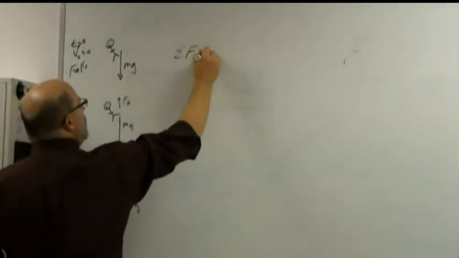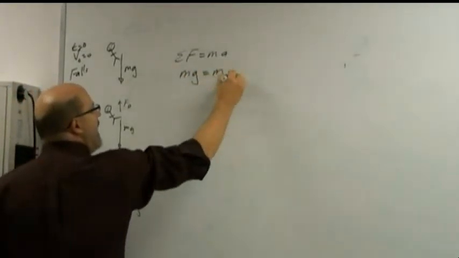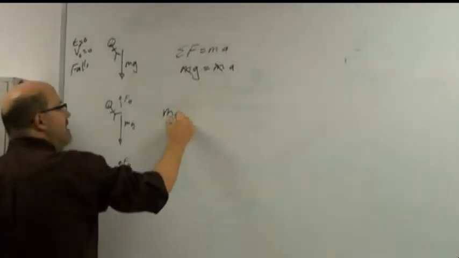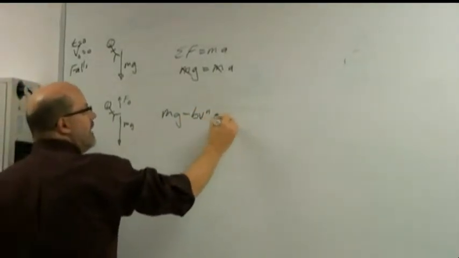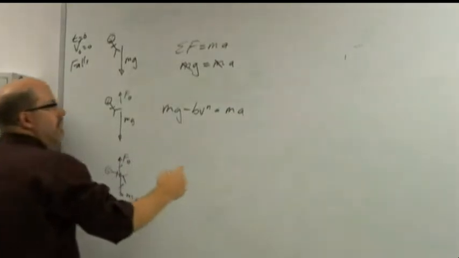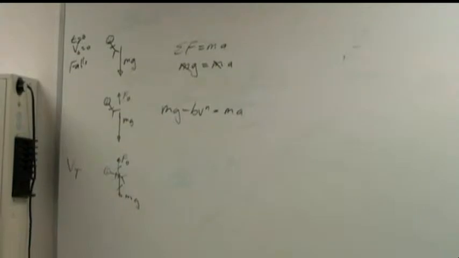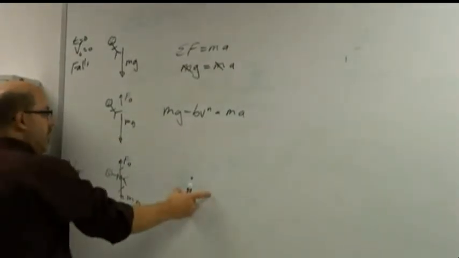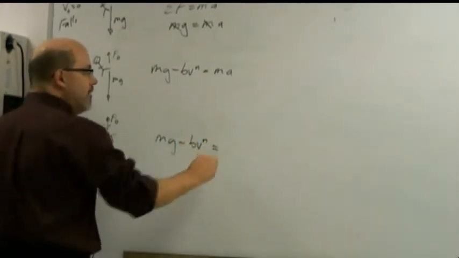F equals ma. In this case, it's going to be mg equals ma. And look, your initial acceleration is g. Now our next one is mg minus drag. I'm just going to write bv to the n power, equals ma. The key thing here is a now is less than g. Next one, we have mg minus bv to the n power equals 0.